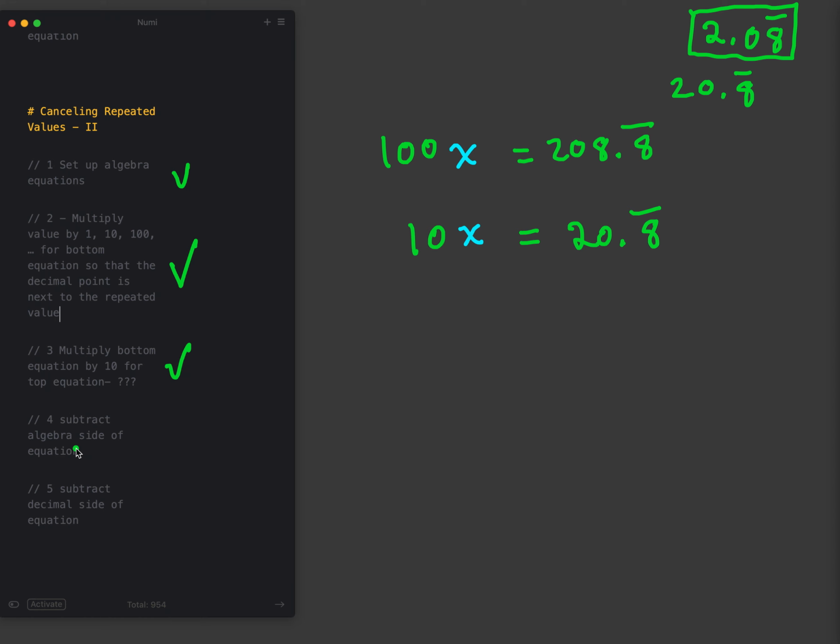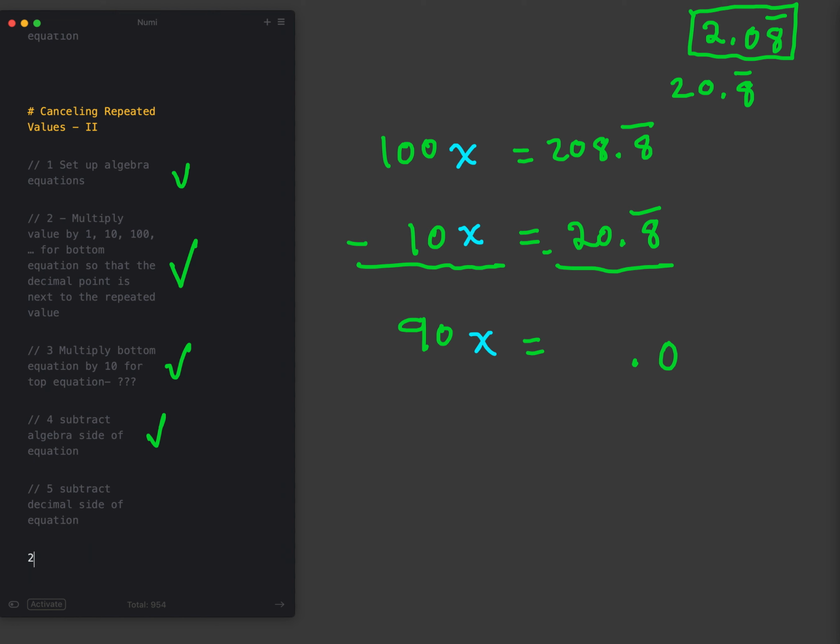Next, we're going to subtract the algebra side of the equation. When I subtract 100 minus 10 this time, instead of 10 minus 1, we have 100 minus 10. That's going to be 90. Our x doesn't change. Then we have to subtract the decimal side of the equation. If I do 208.8 repeating minus 20.8 repeating, the 0.8 repeatings cancel out, and so I'll get 0. And then I have 208 minus 20.